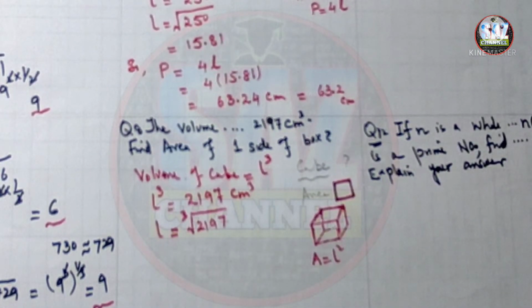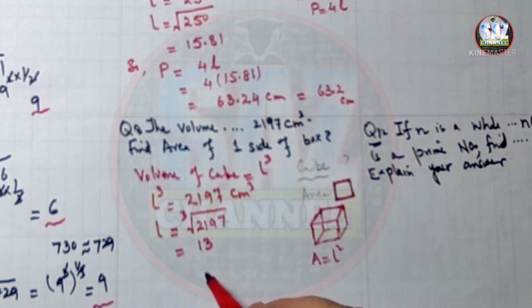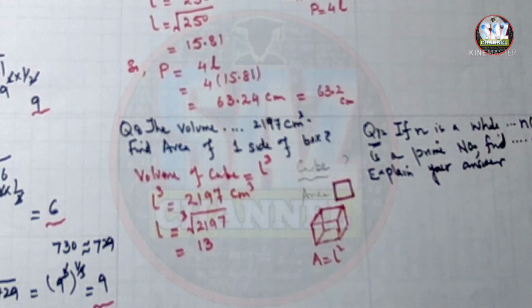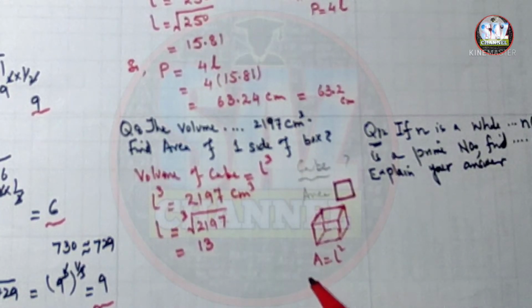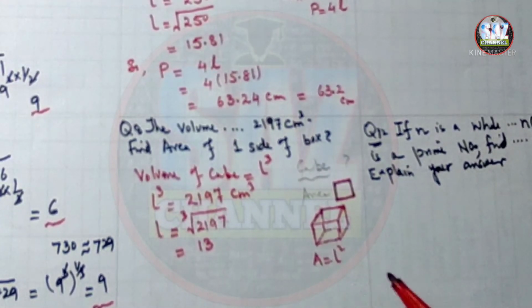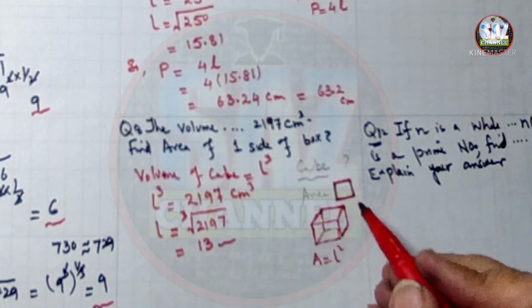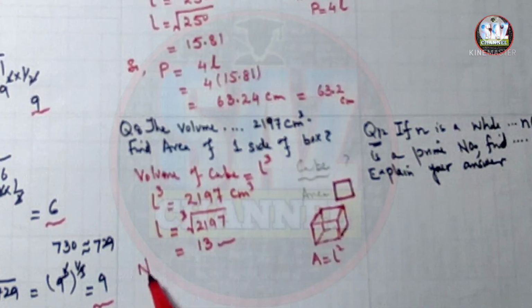Cube root of 2197, this is 13. Okay, it means that you can make the prime factorization with the help of the division method, so this question can come in paper 1 as well. 13 multiplied by 13 multiplied by 13 is 2197. Okay, this is the length of one side of this cubical box, and we have to find the area.